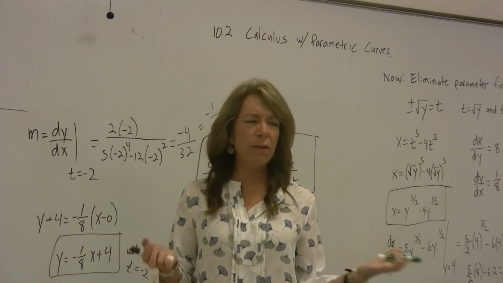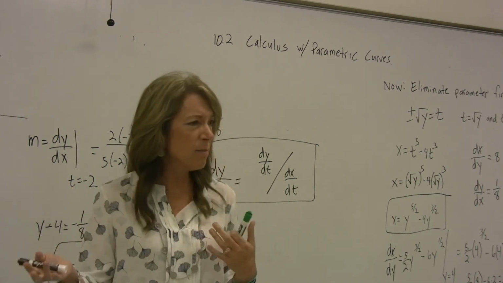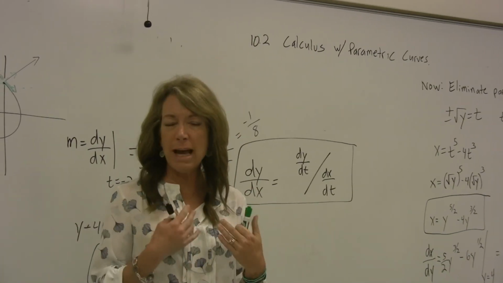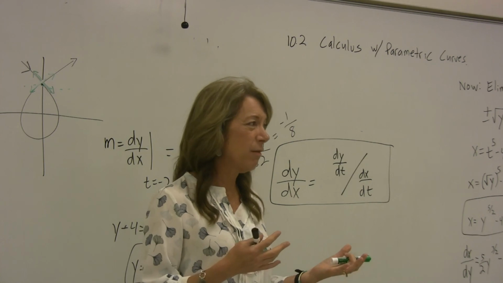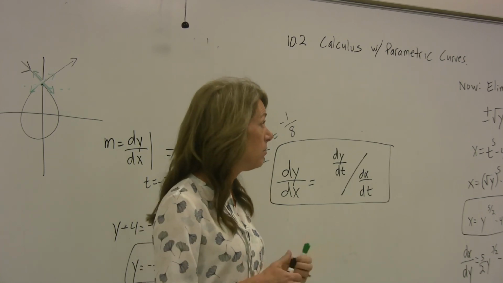And you never know if eliminating a parameter is going to be quicker or faster than doing it parametrically. Sometimes it's worth a try. Usually I decide by how easy it is to solve for t. If I can easily solve for t, I might eliminate first. But if not, I have to leave it there.